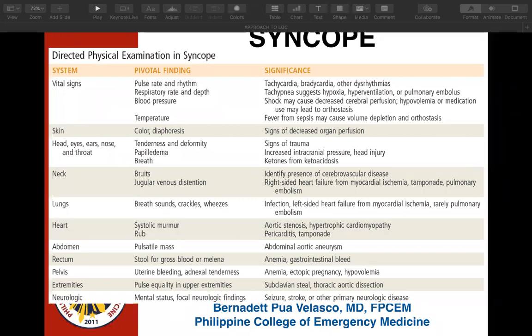You need to do a DRE to rule out any gastrointestinal bleeding, or to check if the patient is having anemia. Okay. For female patient, of course, we need to check if the patient is pregnant or not. You need to check for uterine bleeding or adnexal tenderness.